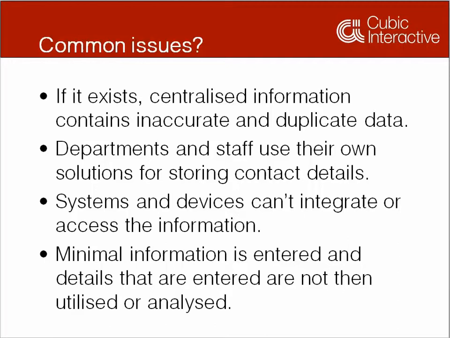Systems and devices can't integrate or access the information. You may find that people's phones don't talk with their Outlook information or vice versa, or you may find a central system doesn't talk with Outlook or a central system doesn't talk with their phones. Again, this can then start to lead to a failing of the data.